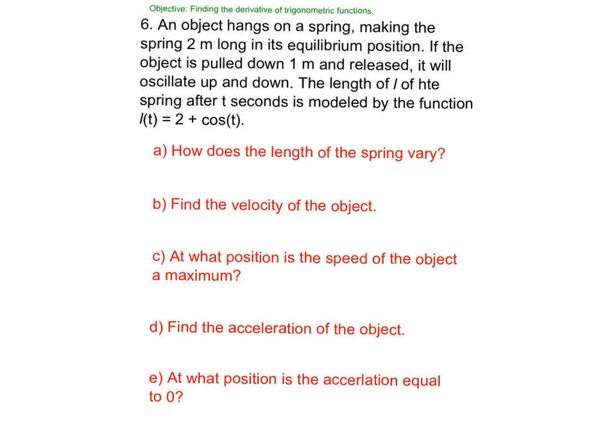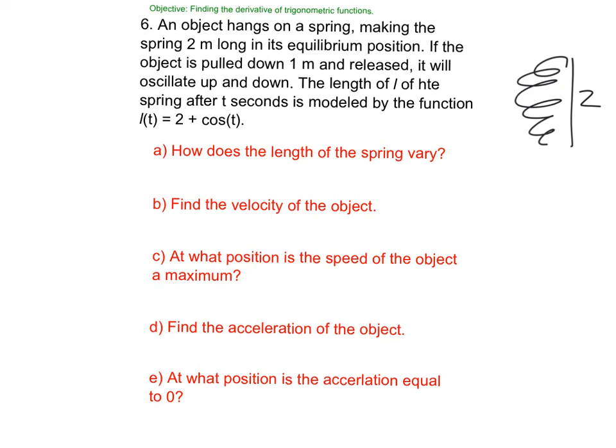All right, last one. Pause the video, try it on your own. All right, so we have L of t is 2 plus cosine. How does the length of the spring vary? I don't know what that's asking. I need to pause this video and go check that. An object hangs on a spring, making the spring 2 meters long in its equilibrium position. All right, so you got the spring, and it's 2 meters long. If the object is pulled down 1 meter and released, it will oscillate up and down. The length L of the spring after t seconds is modeled.